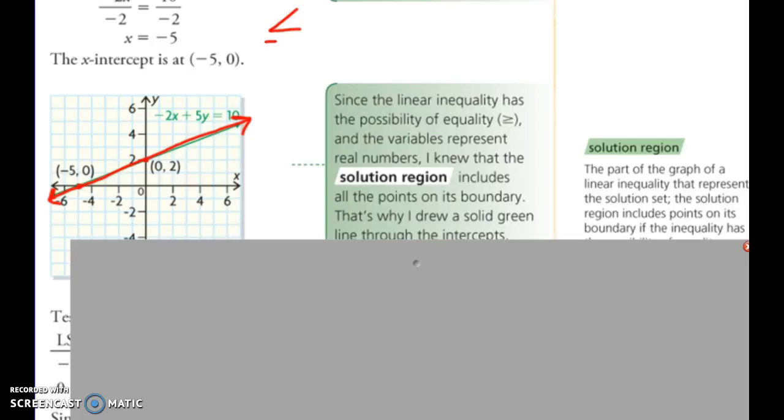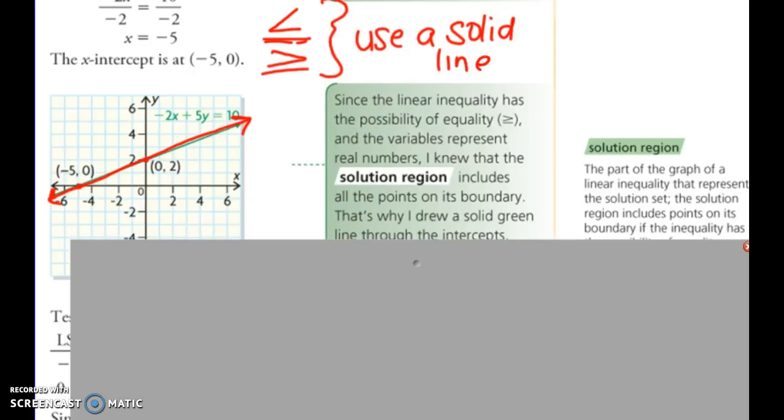So if we have less than or equal to, or if we have greater than or equal to, use a solid line. That means if we have less than or greater than, no equal to, then you use a dotted line. Okay, so our picture looks like this.